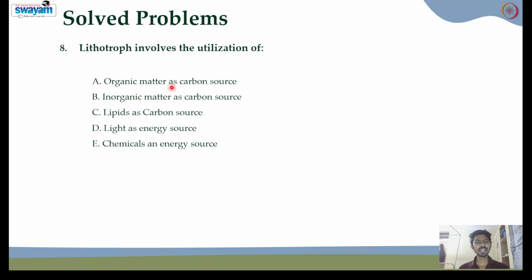Lithotrophs involves the utilization of option A, organic matter as a carbon source, option B, inorganic matter as a carbon source, option C, lipid as a carbon source, option D, light as an energy source, option E, chemical as an energy source. So from this, what do we refer lithotrophs? From these five statements, you just choose what we mean by lithotrophs.